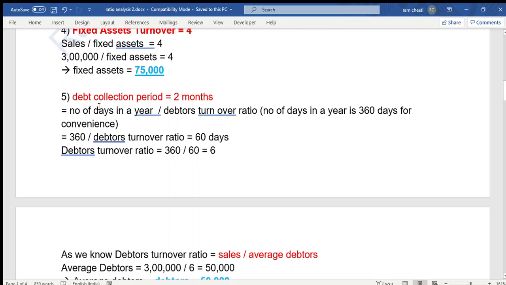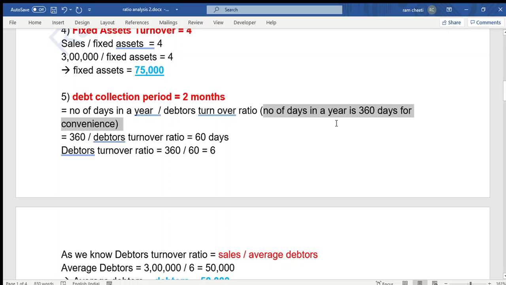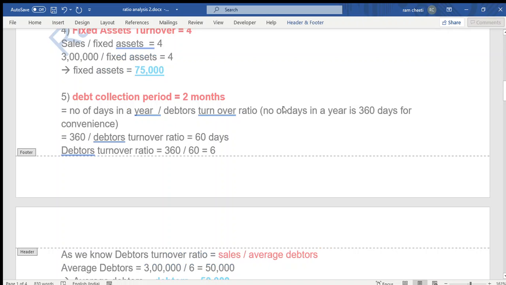Yeah, here now it comes: debt collection period is equal to 2 months. And debt collection period formula is number of days in a year divided by debtors turnover ratio. And number of days in a year, this is a note, please observe this. Number of days in a year is taken as 360 days for our convenience, even though it is 365, just to avoid decimal points and make calculations easy, we can consider this as 360.